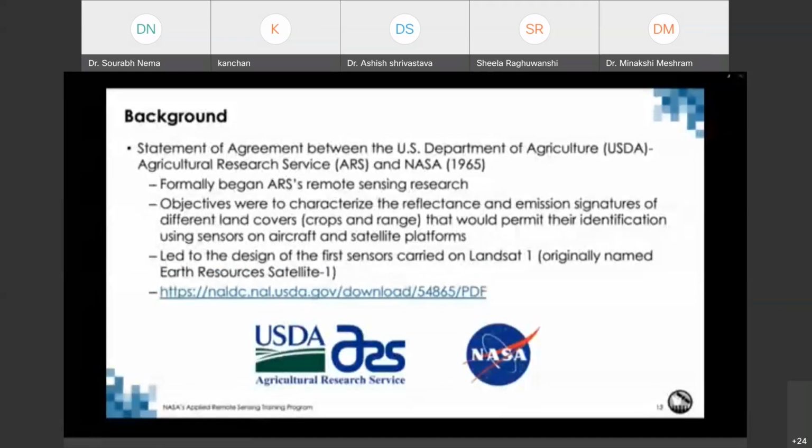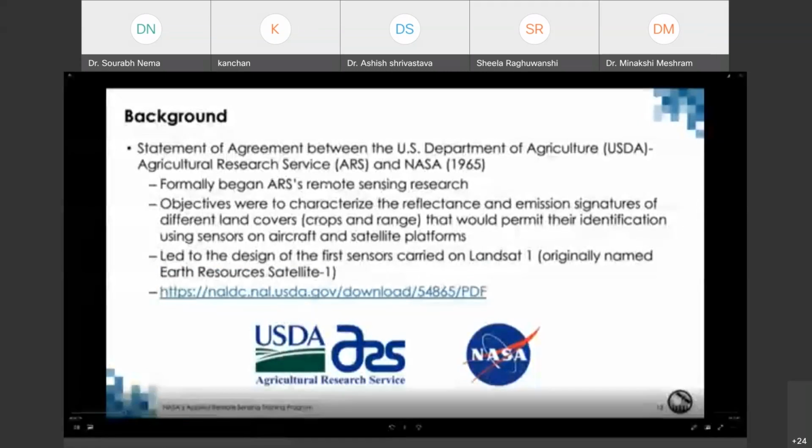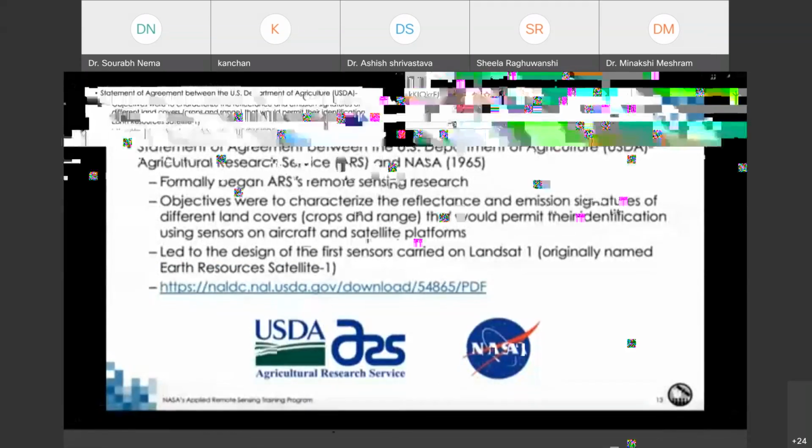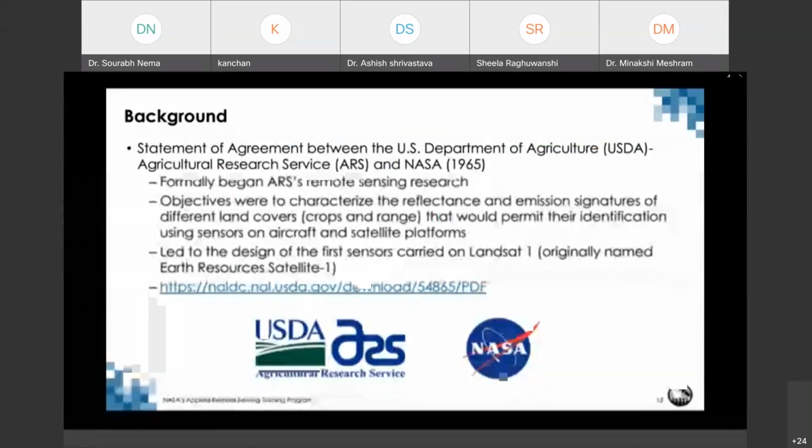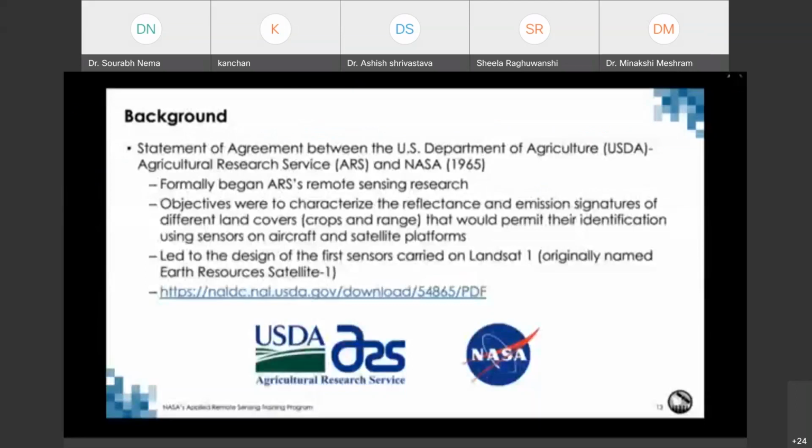This research helped establish the scientific basis for using spectral properties to determine crop cover and plant growth development. This pioneering work helped lead to determining requirements for and use of the first multispectral sensor carried on Landsat-1, originally named the Earth Resources Satellite 1, whose platform was a repurposed Nimbus spacecraft.